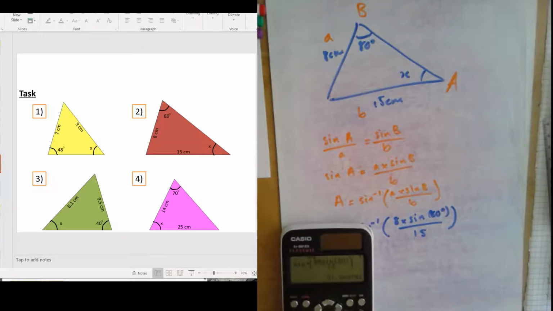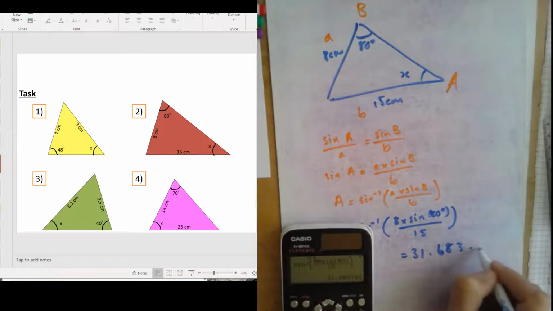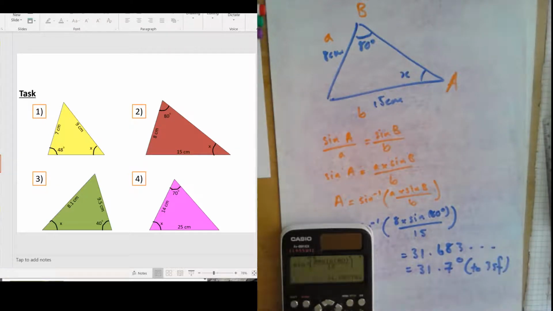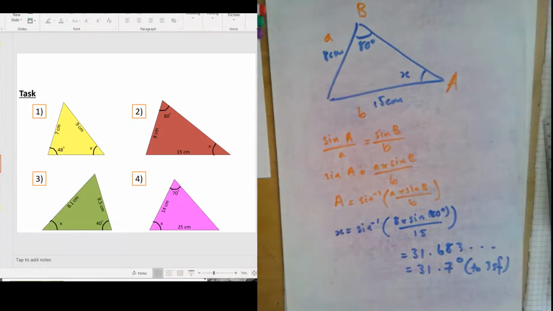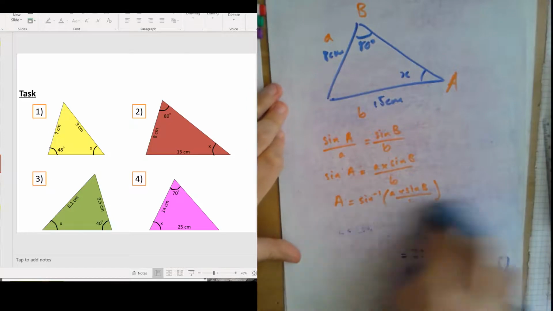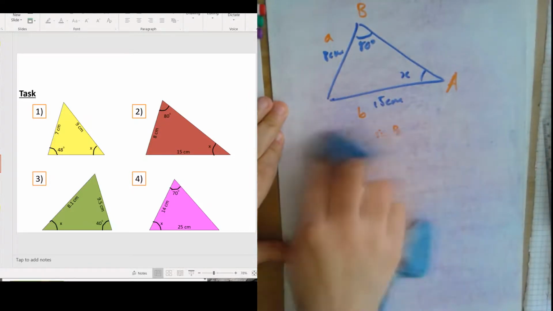So once you pop it into your calculator, you should get 31.683. So you have 31.7 degrees to 3 significant figures. I know it doesn't say it on this page, but it said it on the last page, so I'm just going to do 3 significant figures again. Okay, and last but not least, let's do question number 4.